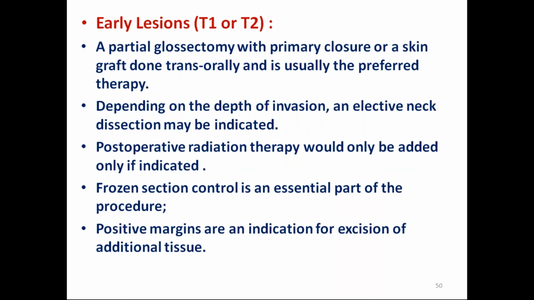For early lesions, that is involving T1 and T2, partial glossectomy with primary closure or skin graft, done transorally, is usually the preferred therapy. Depending on the depth of the invasion, an elective neck dissection may be indicated. Postoperative radiation therapy would also be indicated. Frozen section control is an essential part of the procedure, and positive margins are an indication for excision of additional tissue.